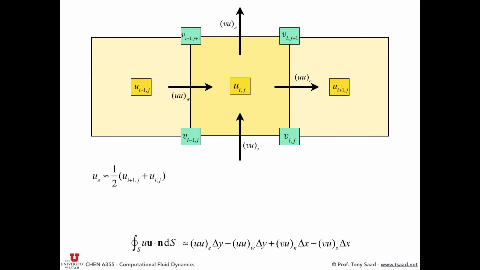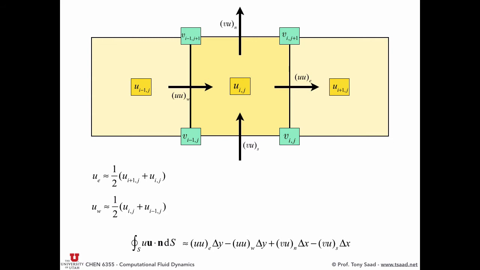What about U west? It's Uij plus Ui minus 1 j. When you drop the j, we're going to assume they're equal. So Ui plus Ui minus 1 over 2, right? Yeah, that's U west. So UU west is U west times U west.